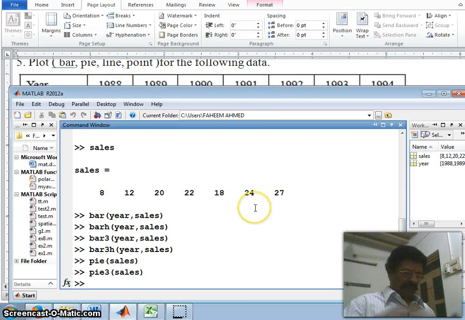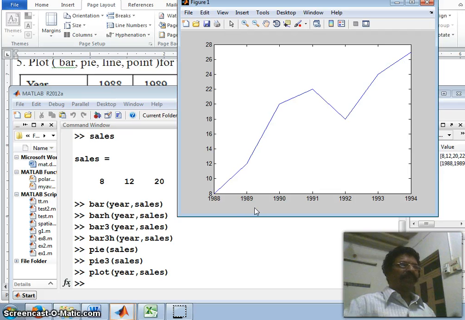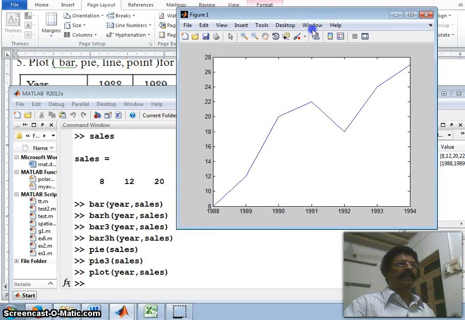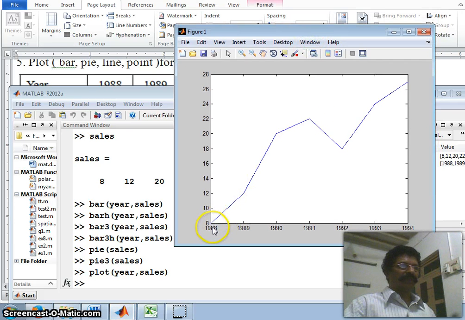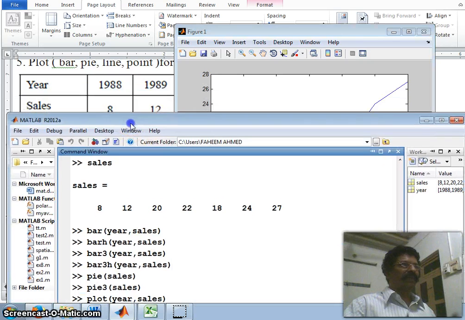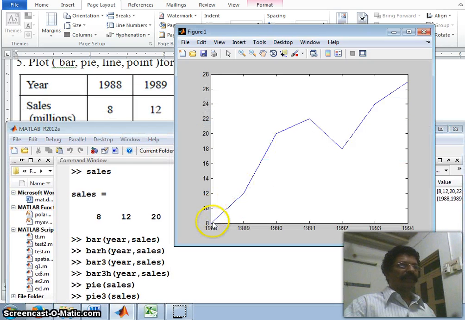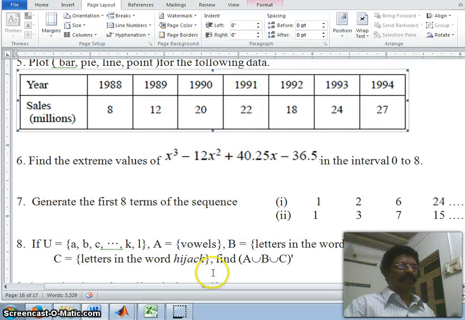Alright. Now I can draw a line also. Therefore I can simply say plot of x comma y. For year you show me the sales. Now see that this is a basic line graph for 1988. You can see the figure. This one is 8, and 89 it is 12. In 1990 this is almost 18. 91 it is 22. Right. This is the line graph we have done.